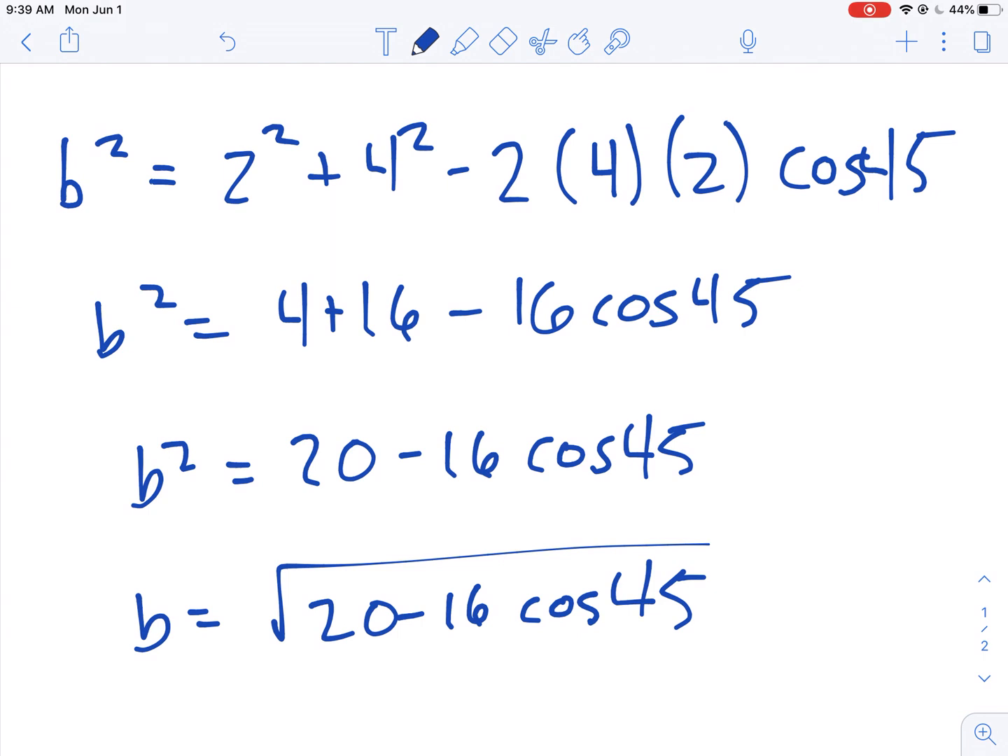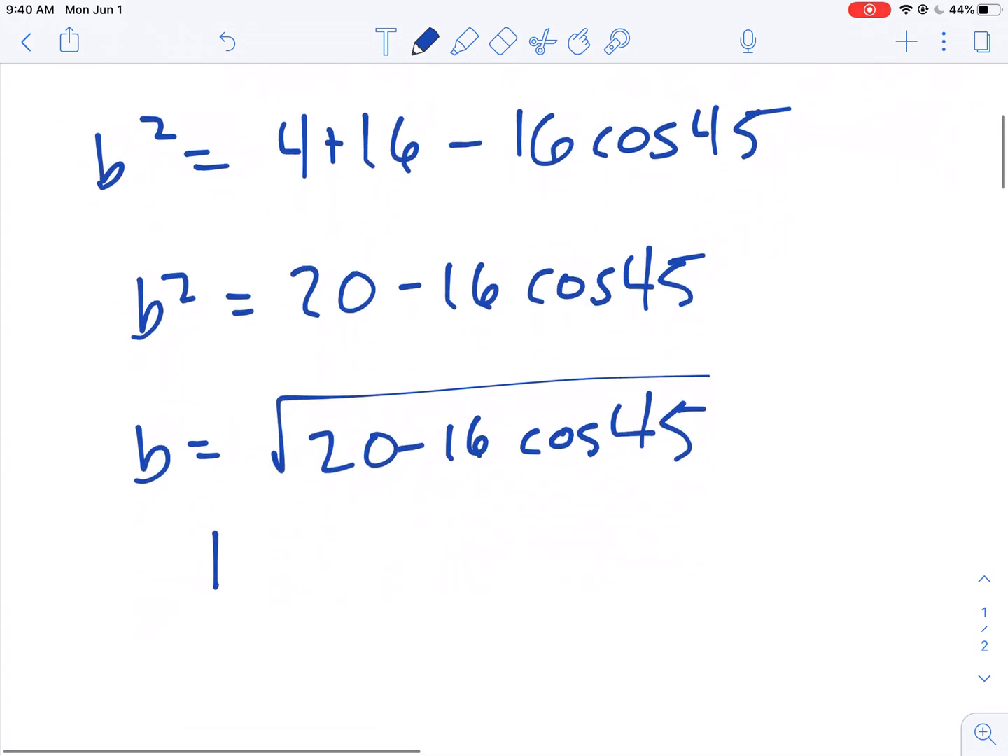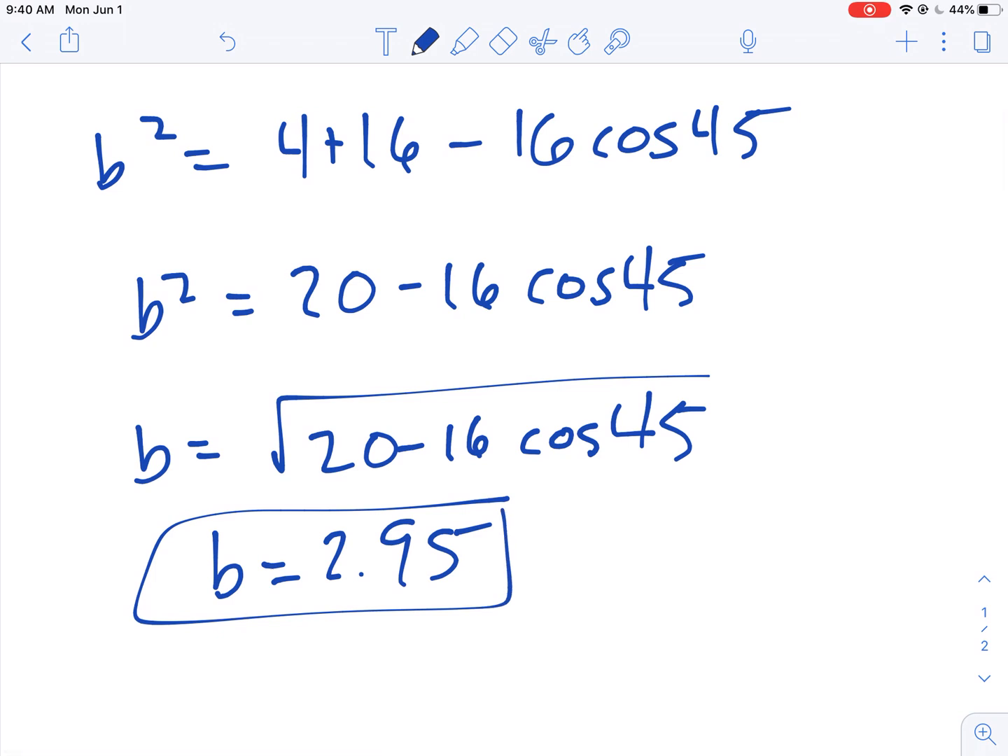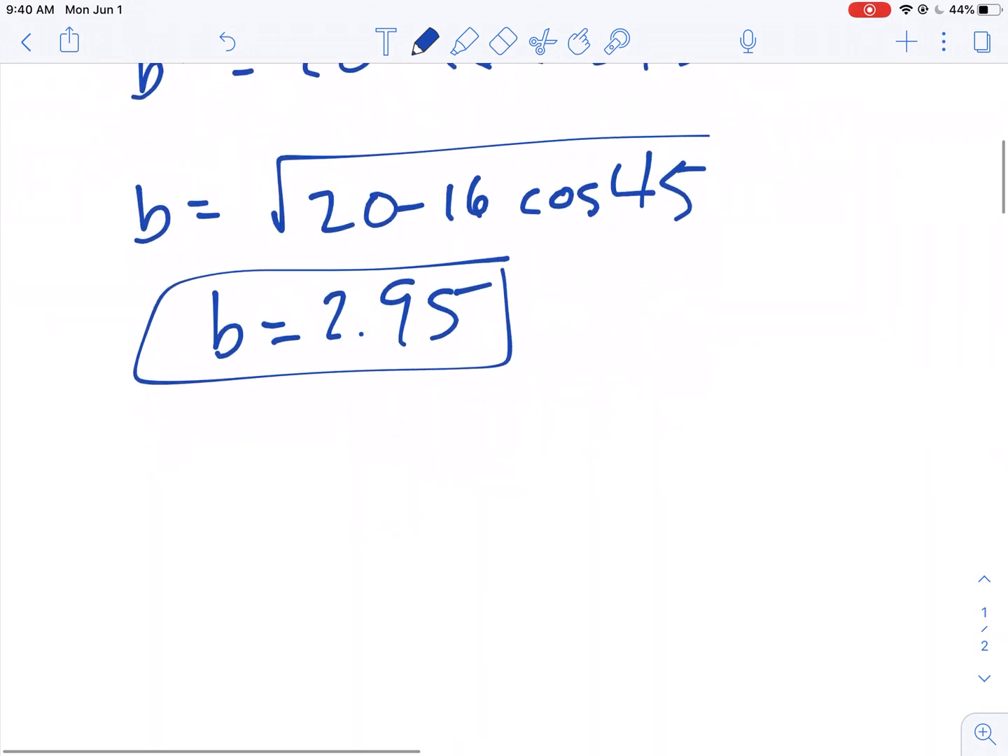So I'll say 20 minus 16 times the cosine of 45 degrees, and I'll plug that into a square root, and I'll find that I'm looking at a side length of 2.95. Ugly side length that's going to make the rest of the math not the prettiest, but again, I'm just going to go ahead now and work with my law of cosines to go forward. Now I know all 3 side lengths, and I can use all 3 side lengths to solve for any other angle. The angle B really doesn't do me any good anymore until the very end.